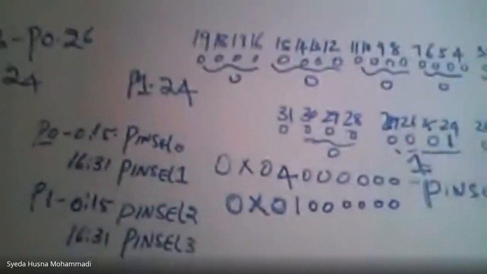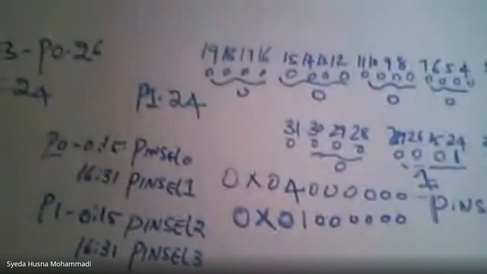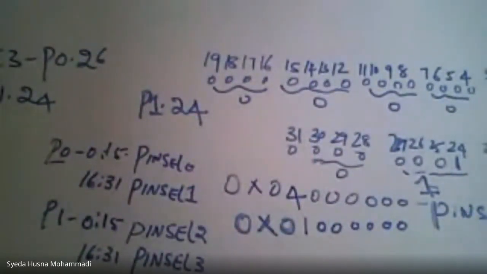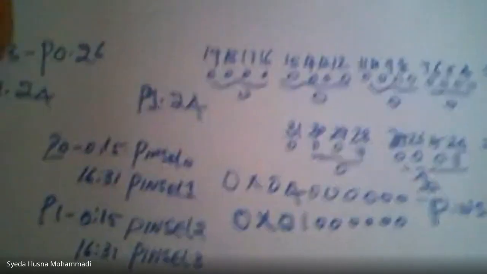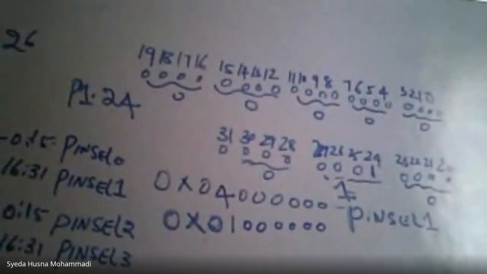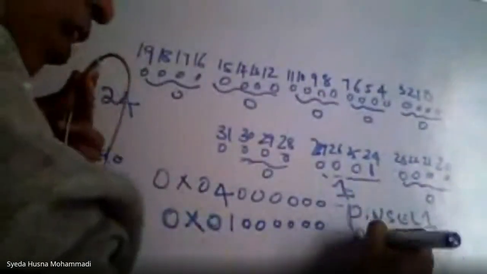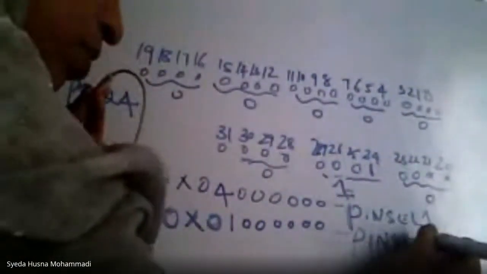For port 1 pin number 24, which pin select do I have to make use of? Very good. I have to make use of pin select 3. So keep this in your book: I have to make use of pin select 3.